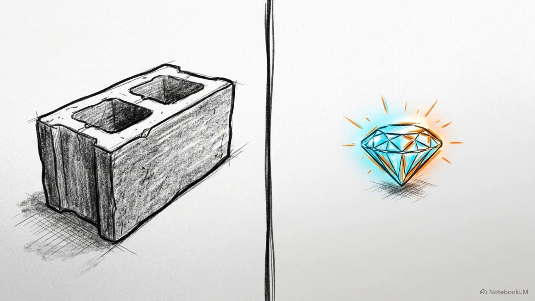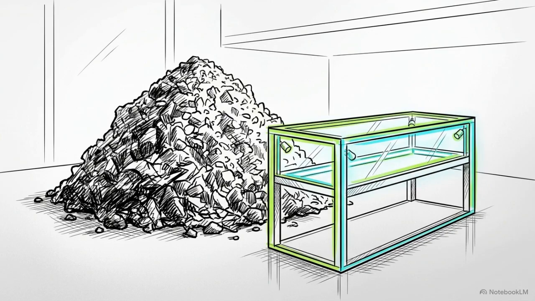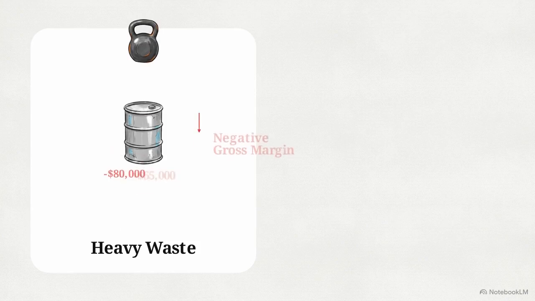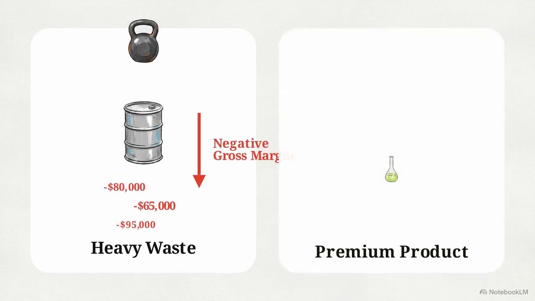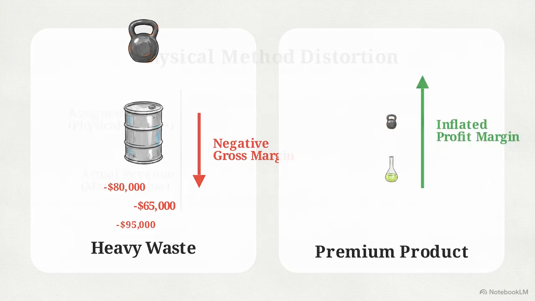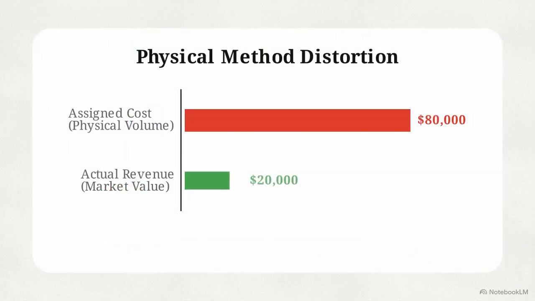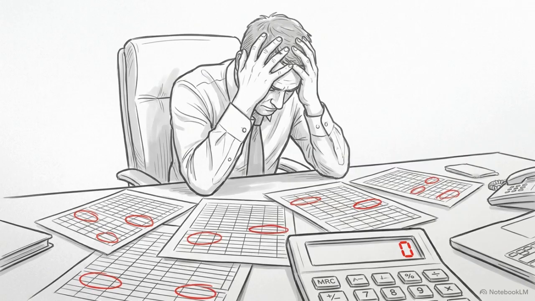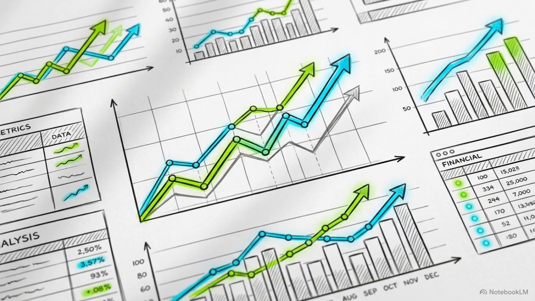This exposes what we call the physical fallacy. Physical size does not equal economic value. This calculation blindly treats low-value, bulky items as if they were premium goods. When you assign heavy costs to heavy waste products, they show permanent losses on paper. Meanwhile, your small, highly valuable premium products show artificially inflated profit margins. Because it fails to match assigned costs with a product's actual revenue-generating potential, the physical method is rarely beneficial for financial management. The solution is to use market-based approaches.